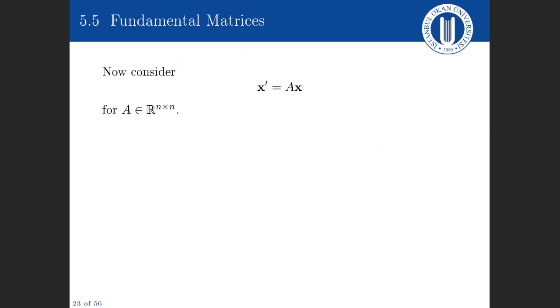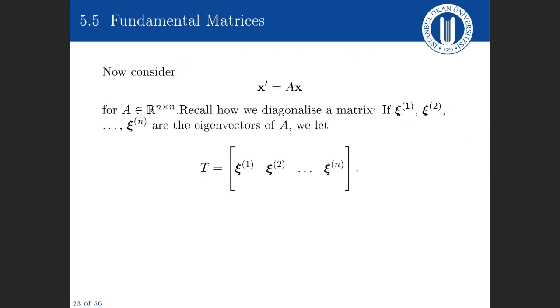Now let's go back to our differential equation. X prime is equal to AX, where A is a constant square matrix. I want to remind you how we diagonalize a matrix. If we know that the eigenvectors of A are xi1, xi2 up to xin, then we define a transition matrix, capital T, to be the matrix where the first column is xi1, the second column is xi2, etc.